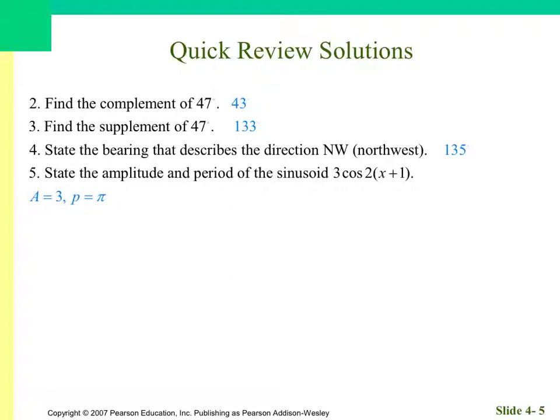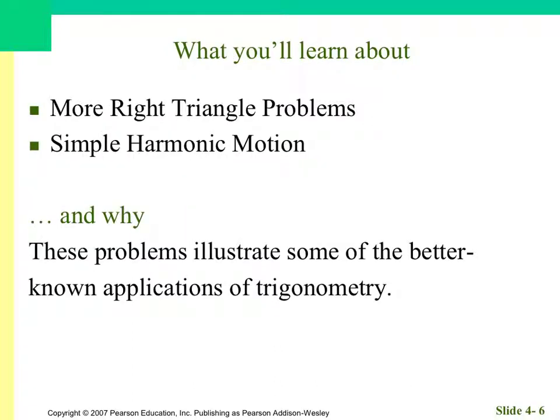43, 133, 135. Oh, I didn't see the period question there, so I didn't read. We need to remember to finish reading. So we found the amplitude, now the period. Remember, you do 2 pi divided by B. So it's pi. Okay.